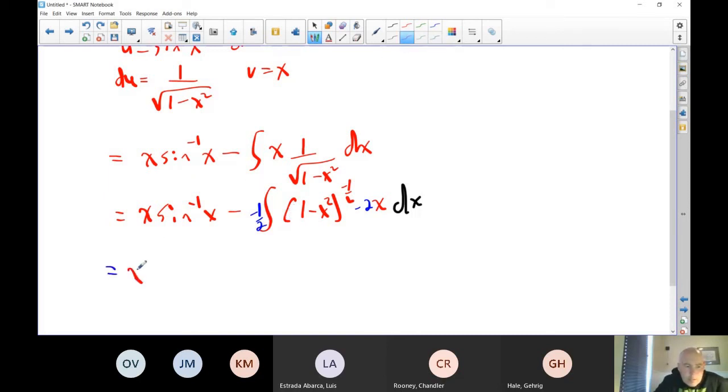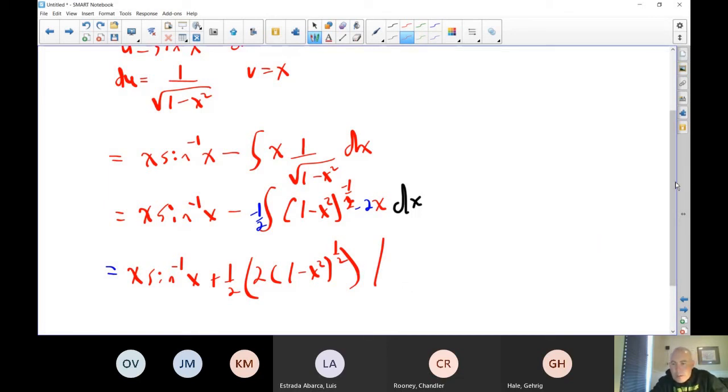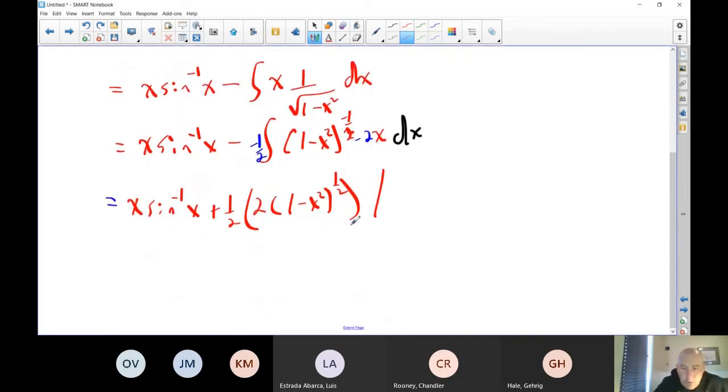So I've got x inverse sine of x. Now minus a minus, I'm going to go plus 1 half. Add 1 to the exponent. This is negative a half, so when you add 1, you're going to be a positive a half. And then divide by that means multiply by the reciprocal. So I'm going to get a 2 here onto 1 minus x squared to the positive 1 half. So I'm done. There's no more integration. So I'm going to put my bounds in now. My bounds were 0 to a half. Lower bound is 0. Upper bound is a half.